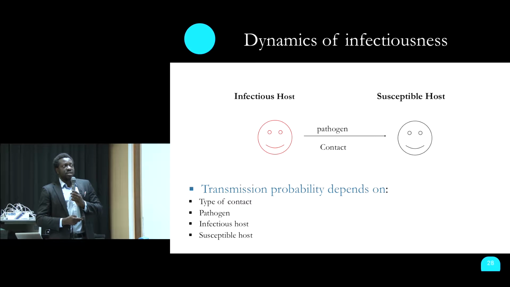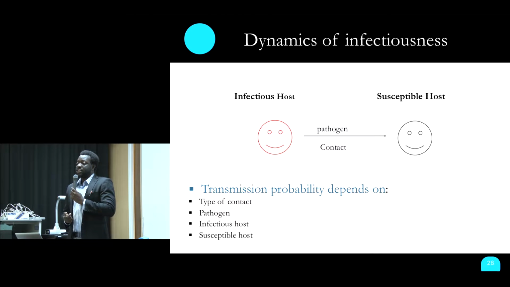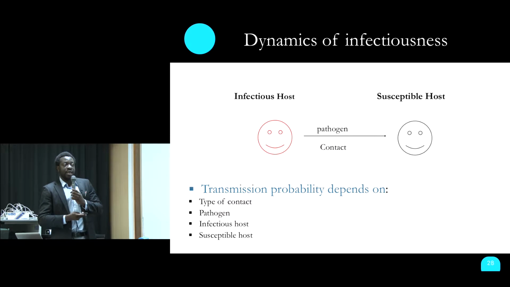And infections, or the dynamic of infectiousness, involve the infectious host. This is the person who is infected and is capable of transmitting the infection to other people. And we have a susceptible host, the one who's not yet infected but able to be infected if any contact with the pathogen is made.